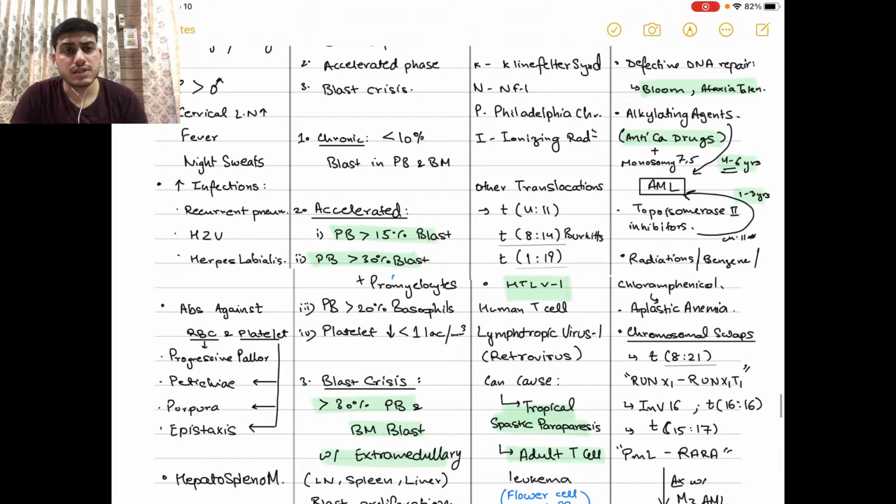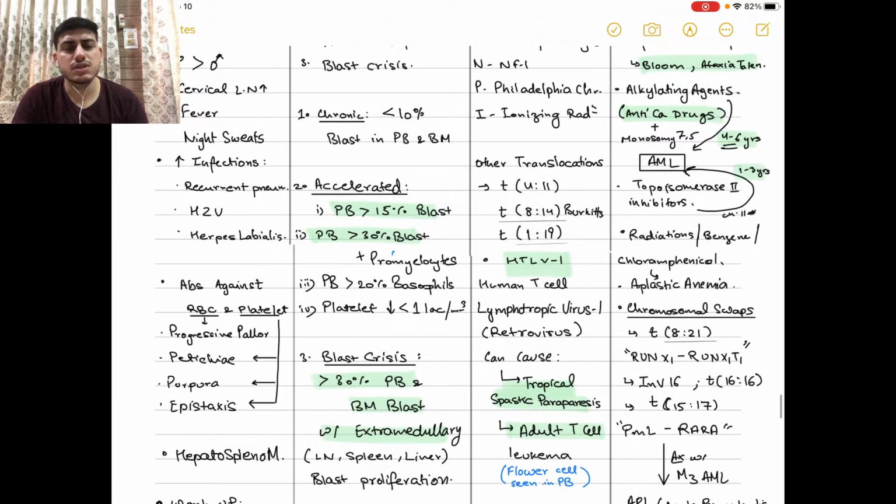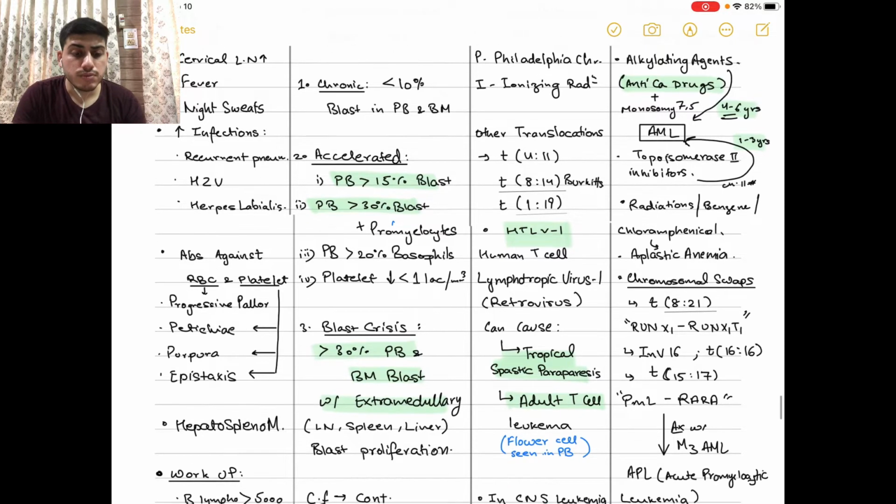So the findings, as I already mentioned, are cervical lymphadenopathy, fever, night sweats. These are kind of vague features, we can say, because doctors might confuse these features, cervical lymphadenopathy, fever and night sweats, with tuberculosis. So that's why you have to investigate further, and let's go through more clinical features.